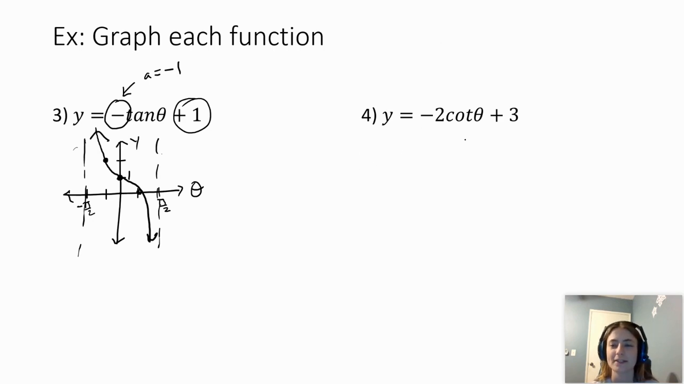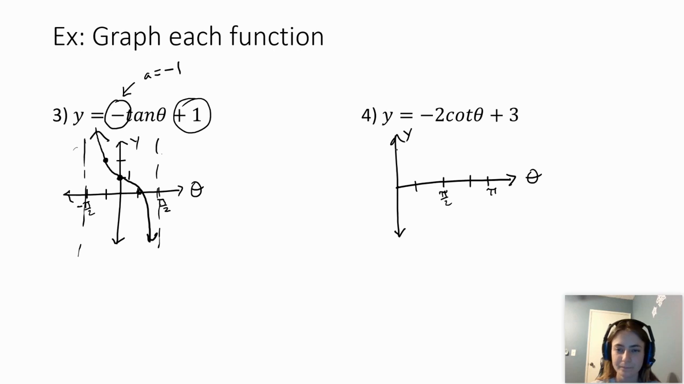So for number 4, y equals negative 2 cotangent of theta plus 3. We're looking at a cotangent graph. So the interval we like to look at is from 0 to pi. Our vertical asymptotes are at 0 and pi. Our middle point, when theta is pi over 2, usually starts at 0, but our k is 3, so we're going to shift it up by 3.